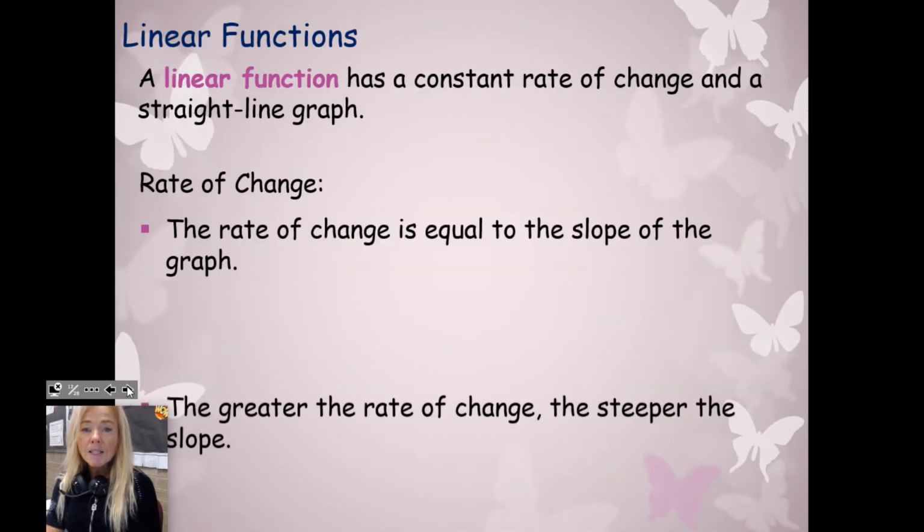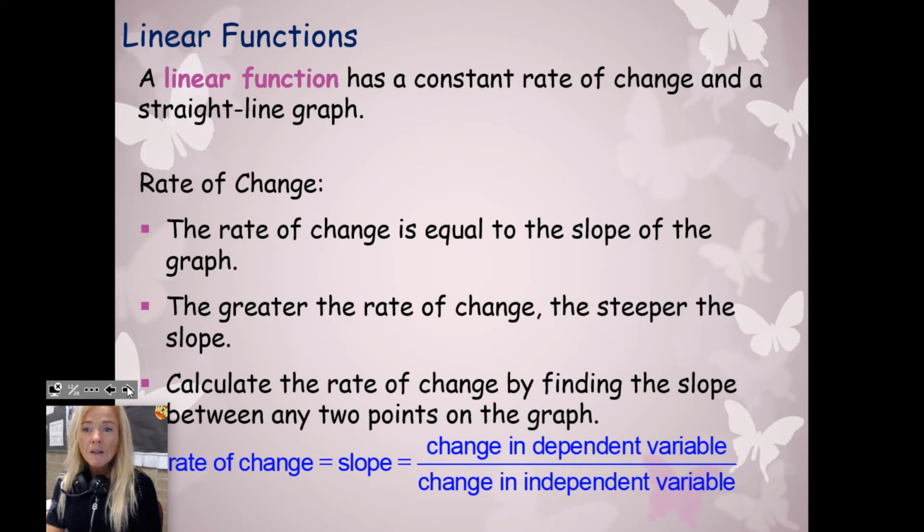Basically, linear functions have a constant rate of change, and they become a straight line graph, as we saw earlier. The rate of change is equal to the slope of the graph. So we could say slope, we could say rate of change. We're talking about the same thing in both cases. The greater the rate of change, the steeper the slope.